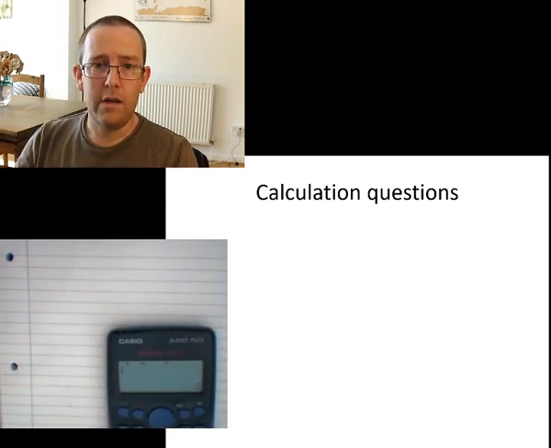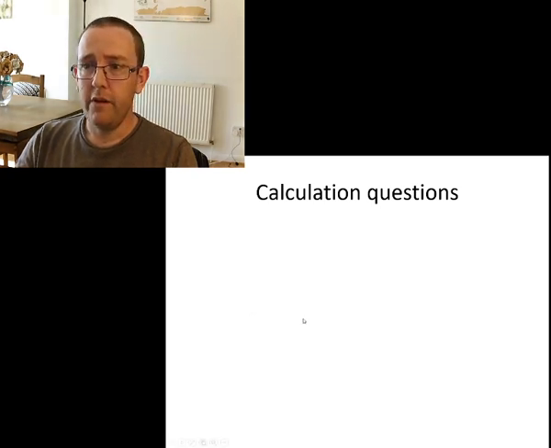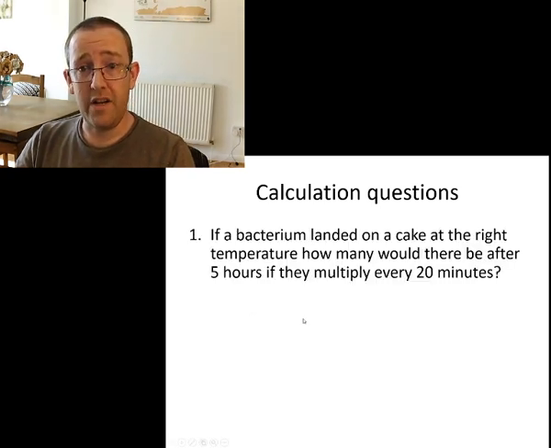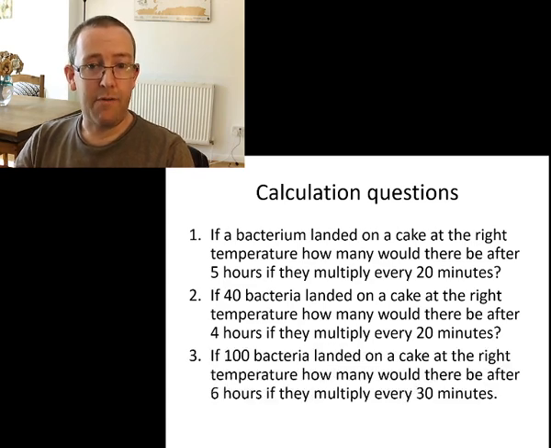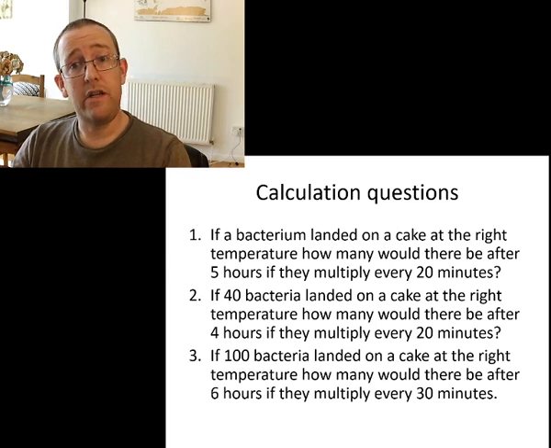So I'm going to put the questions up. I'll take that away for a minute, bring it back in a moment. So here are our questions. If a bacterium lands on a cake at the right temperature, how many would there be after 5 hours if they multiply every 20 minutes? If 40 bacteria landed on a cake at the right temperature, how many would there be after 4 hours if they multiply every 20 minutes? And lastly, if 100 bacteria landed on a cake at the right temperature, how many would there be after 6 hours if they multiply every 30 minutes?